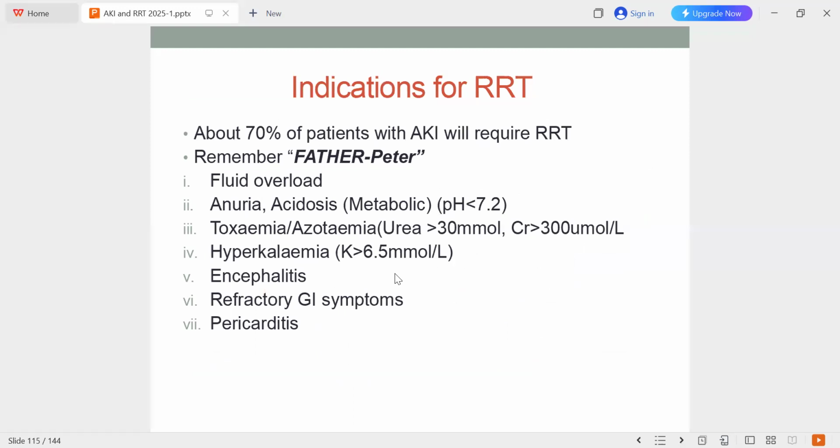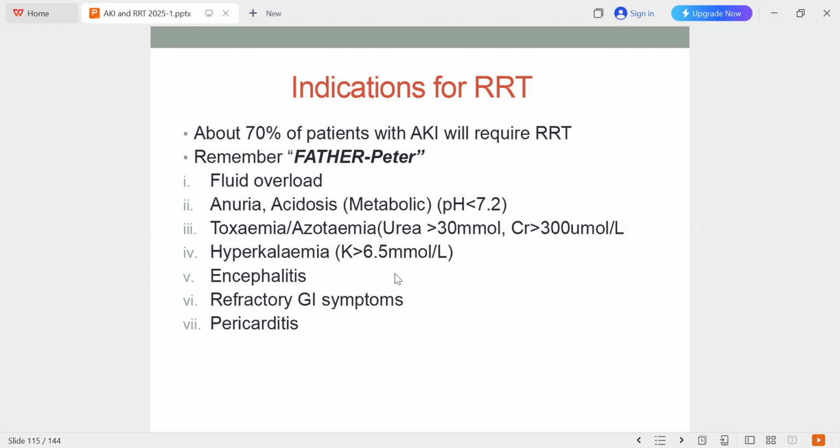Okay, now, generally, what are the indications for renal replacement therapy? Know that about 70% of patients with AKI will require RRT in one form or the other. So indications for renal replacement therapy, remember Father P. Sometimes I call it Father CP. Okay, this is my mnemonic.